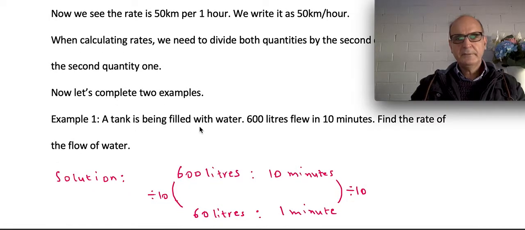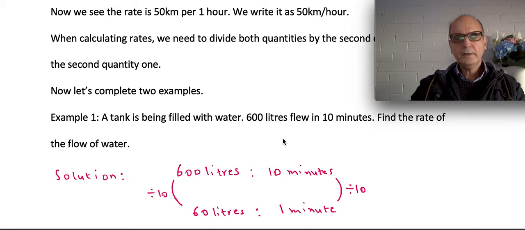A tank is being filled with water. So we've got a water tank which we are filling with water. 600 liters flowed in 10 minutes. So in the space of 10 minutes, 600 liters of water has flowed in. Find the rate of the flow of water. So we want to find the rate. The quantities that we have here are the volume of water and the time.